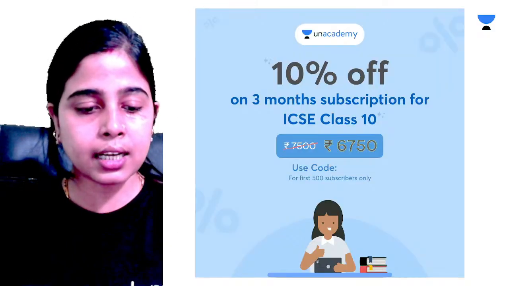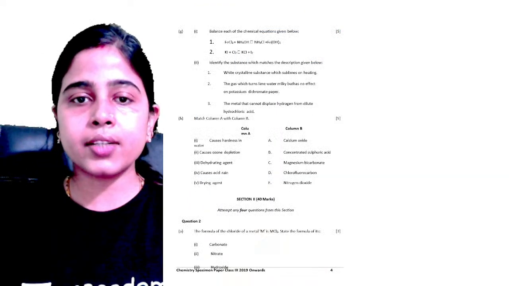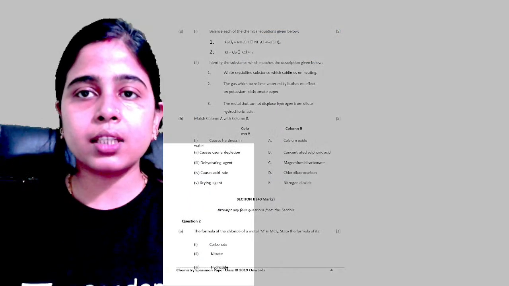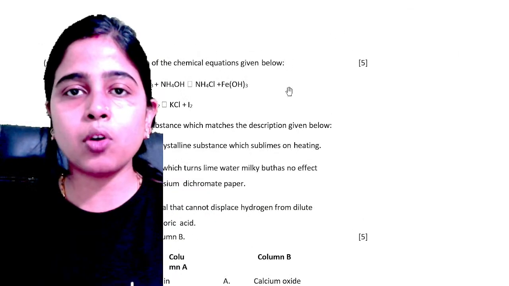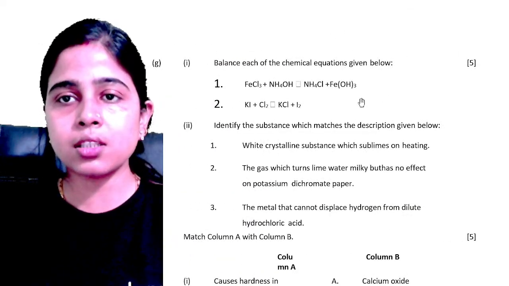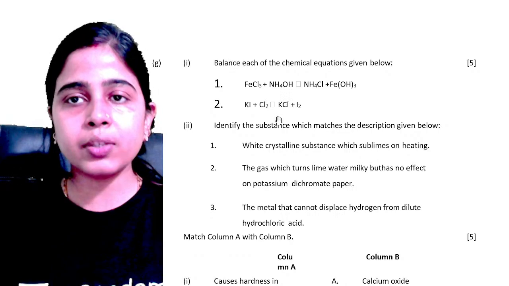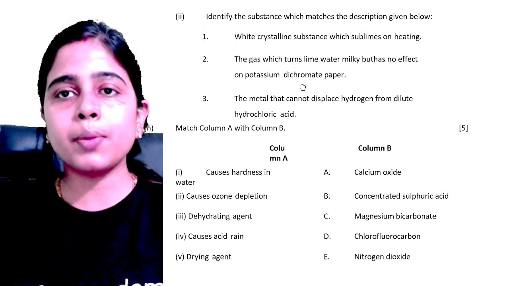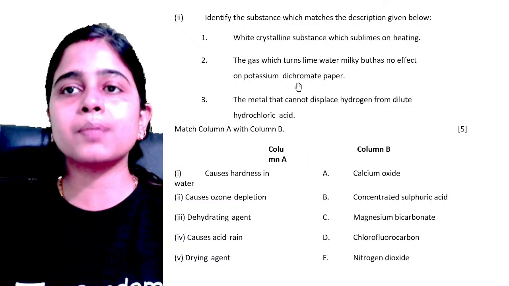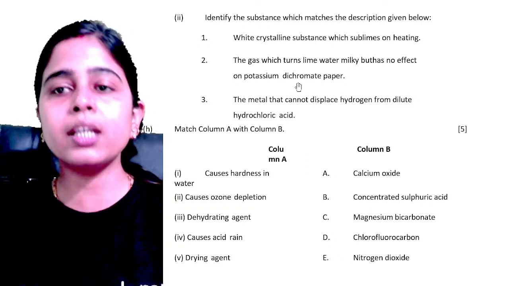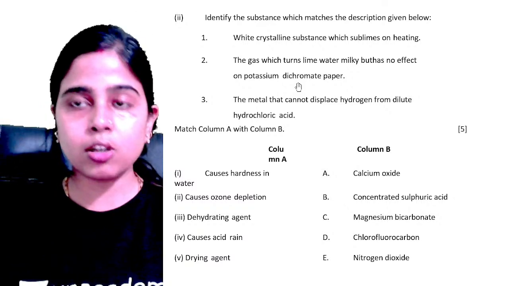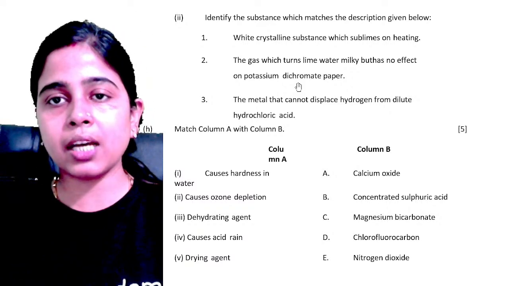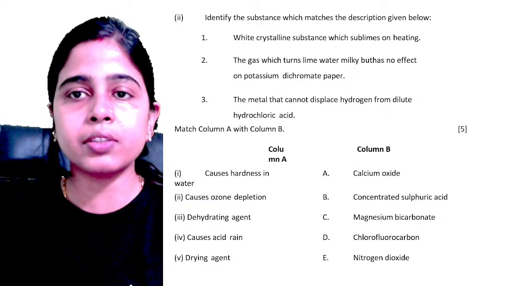So let's start the class. I hope everyone is ready. In the last class, we already solved a few questions. I think we solved balancing the chemical equation. We will start from here: identify the substances which match the description given below. We have already solved half of the question paper in the previous class, and we will start with the other half.